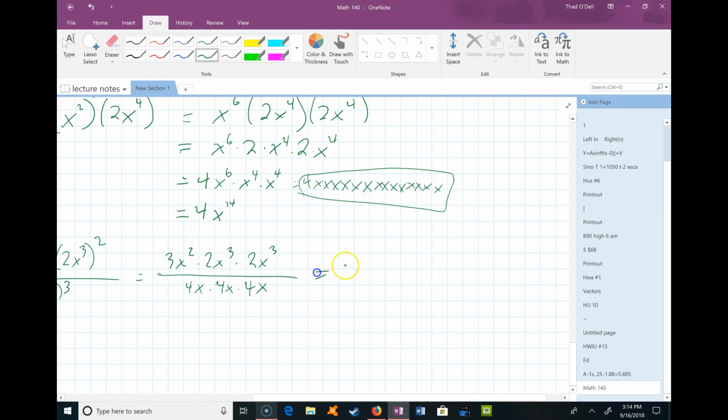So then my next move maybe would be to get all the numbers together and all the x's together. So I can see on top that it's going to be 3 times 2 times 2. Well, 3 times 2 is 6. 2 times 6 is 12. So that's a 12 out front.